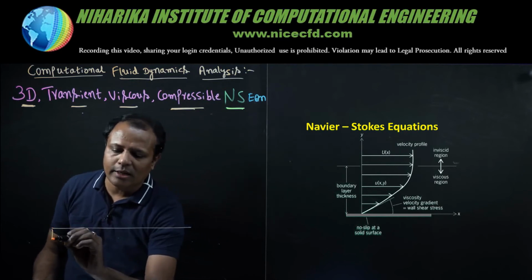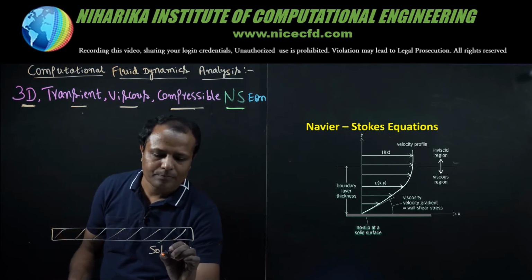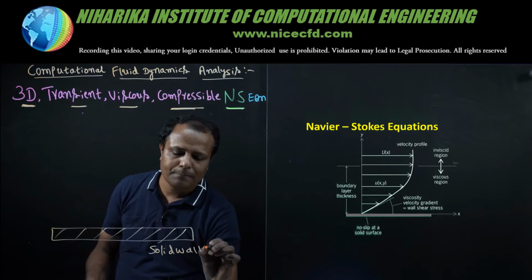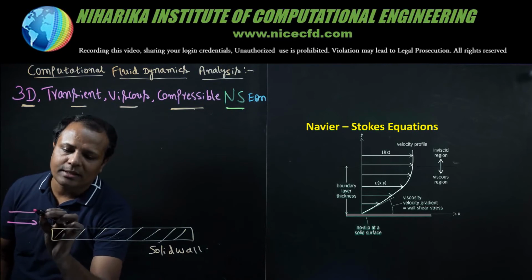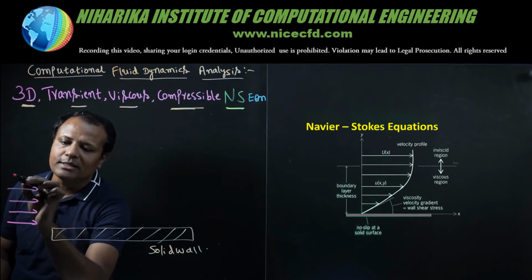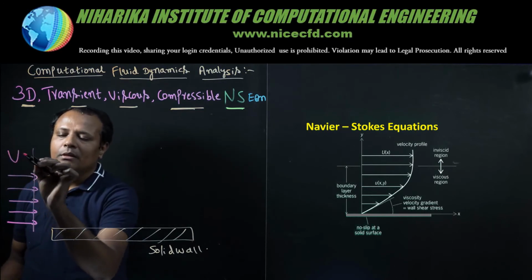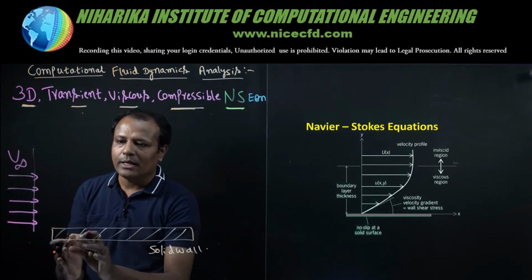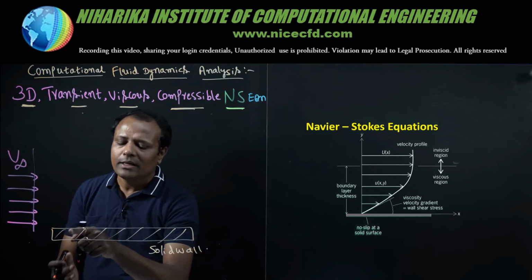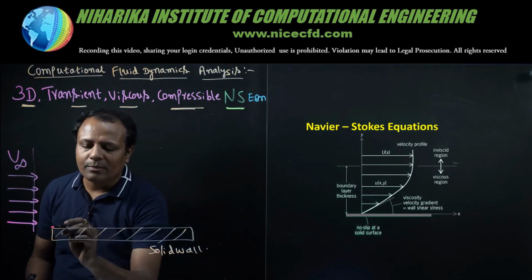This is a solid wall. And imagine a fully developed flow is coming. That means with uniform velocity, V infinity, a uniform velocity profile is coming, and that uniform velocity profile is disturbed by a solid wall. Then the flow will come and hit here. This point is called the stagnation point.